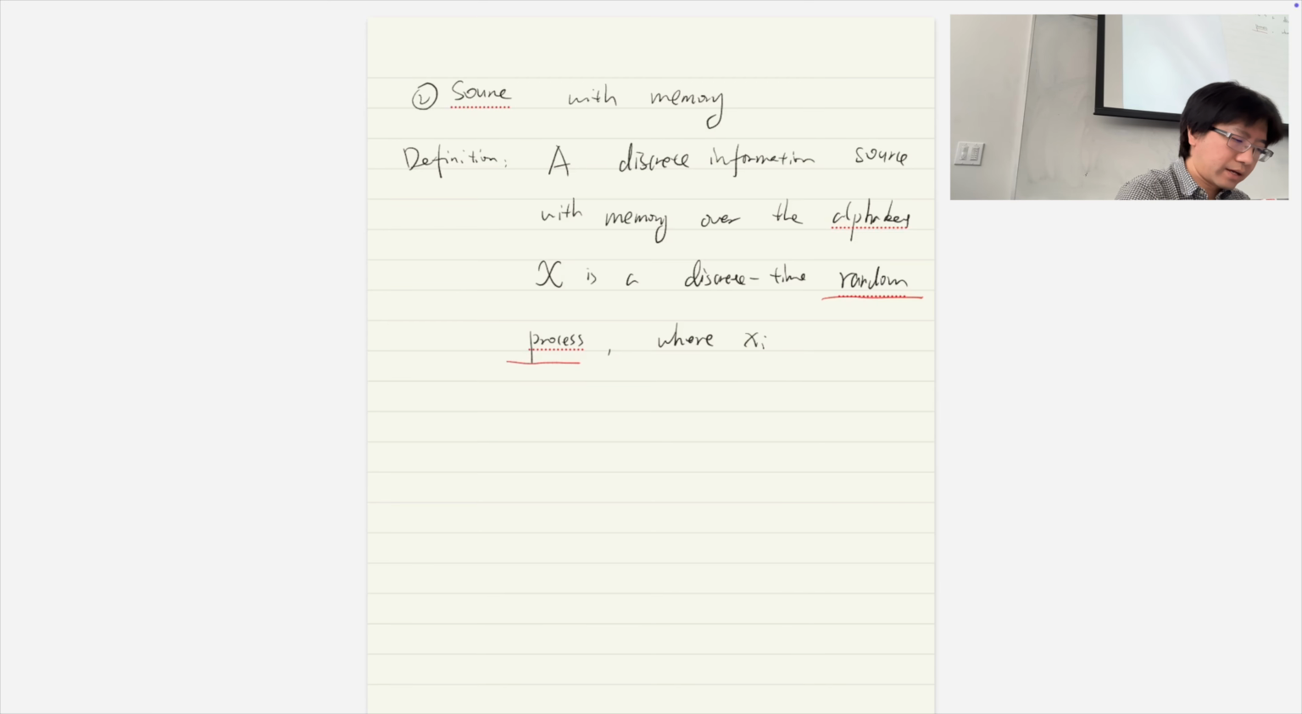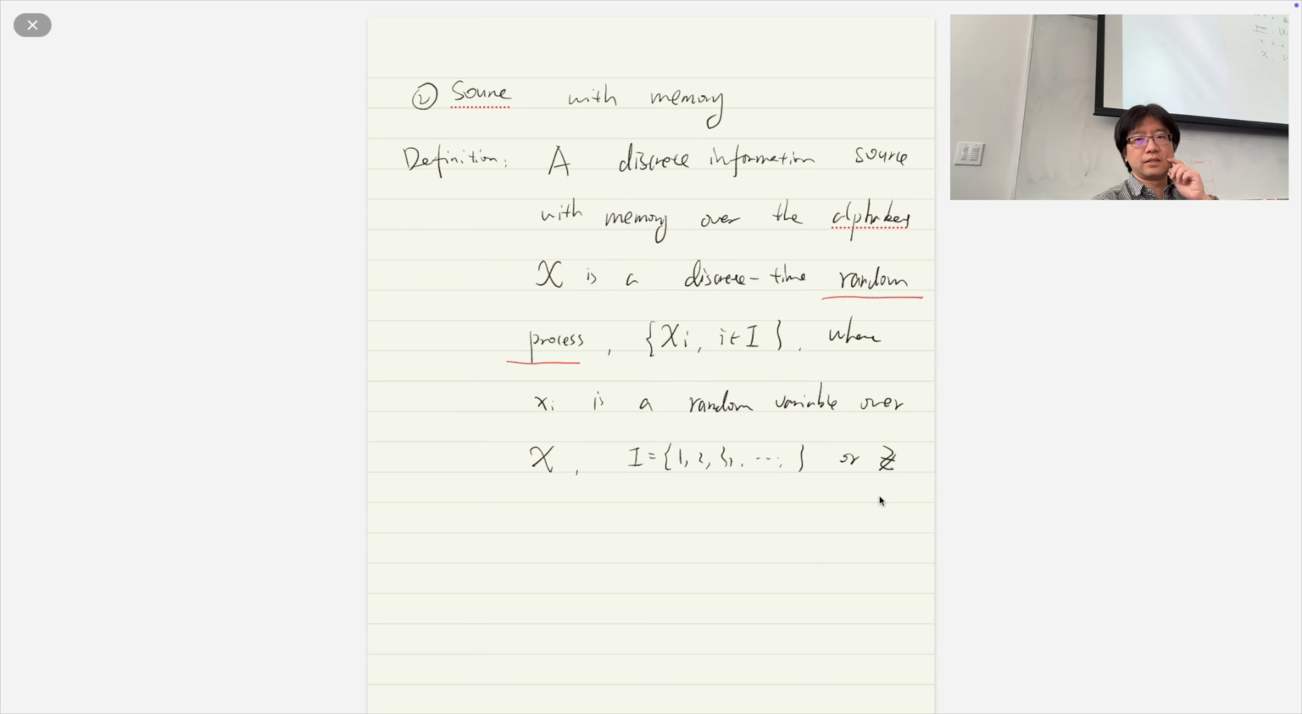So where Xi, oh yeah, I didn't write the random process. We denote the random process as Xi, i in some index set I, where Xi is a random variable over X. And here I is the index set. It's 1, 2, 3, and so on, or all the integers. Z is the set of all the integers.